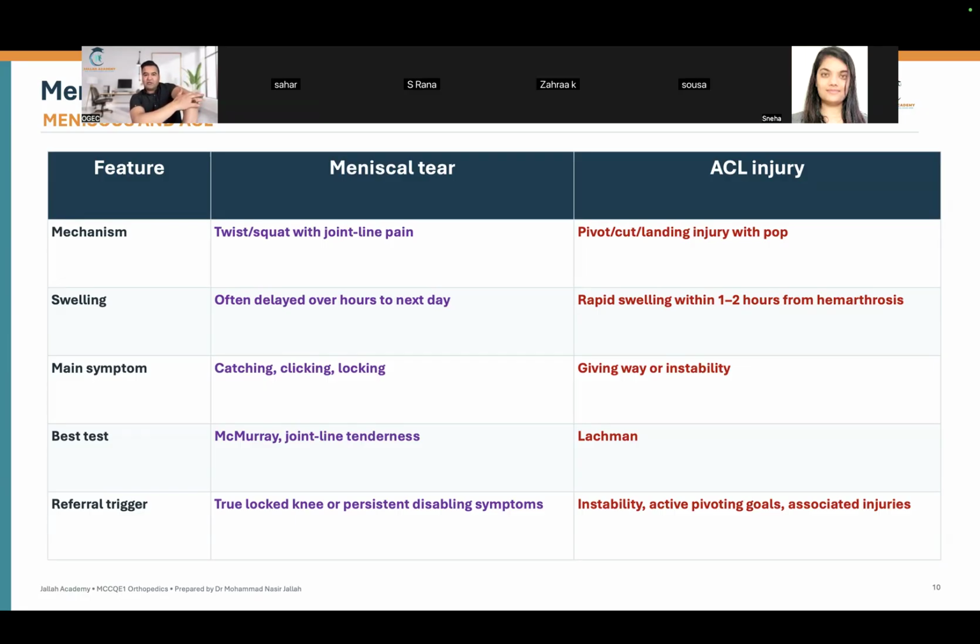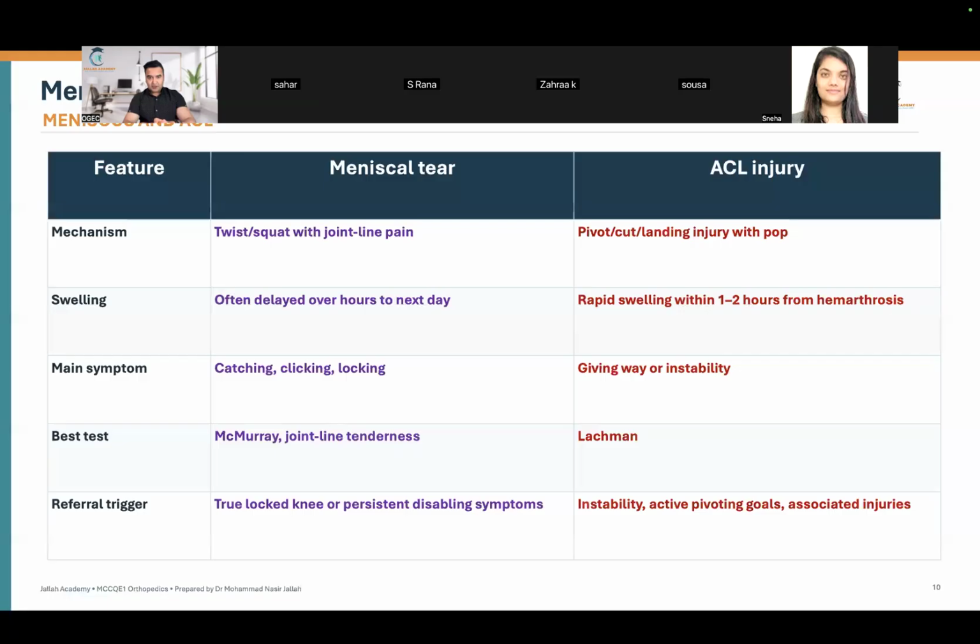The most important thing to remember is that if the patient is elderly, the joint pain might be due to a degenerative meniscal tear, secondary to osteoarthritis. If young, it is due to trauma. It could happen after trauma in the elderly as well, but most likely osteoarthritis; you cannot forget about it. Another thing: the anterior cruciate ligament injury is a pivot, cut, or landing injury with a pop.